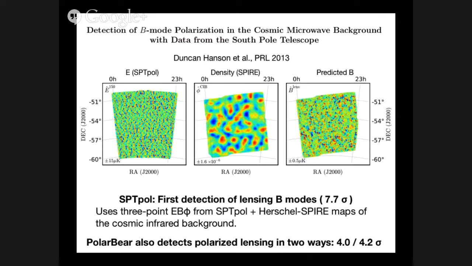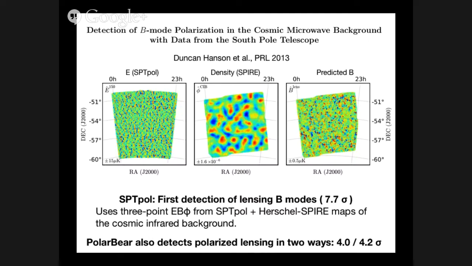And that's what we've done, both with SPTpol as well as POLARBEAR. We took the E-mode map from SPTpol, a density map from Herschel SPIRE, and used that to predict what the B-mode map should be. And then we correlate that predicted B-mode map to our observed B-mode map and detect a signal. And we detect a signal with SPTpol at 7.7 sigma and with POLARBEAR at 4.0 sigma.